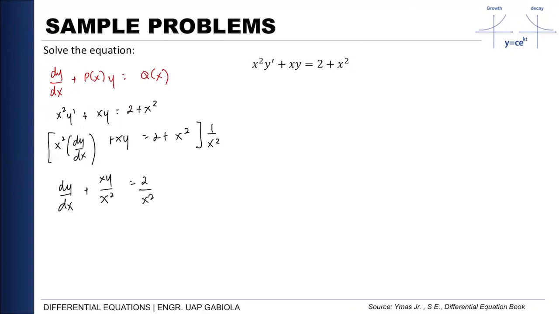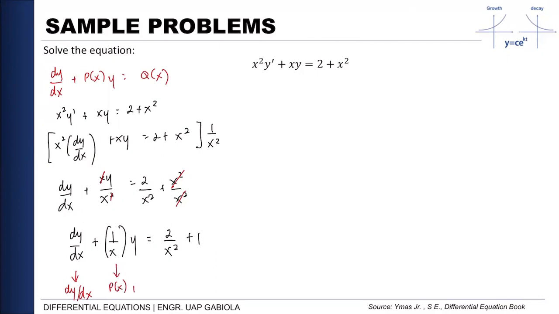So this will be dy dx plus xy over x squared, equals 2 over x squared plus x squared over x squared. So we can simplify. Cancel yung isang x, cancel yung dalawang x. So we have dy over dx plus 1 over x y is equals to 2 over x squared plus 1. Okay? As you can see here, this conforms sa dy over dx natin, this conforms sa p of x natin, and then si y, and then this term is in terms of x. So now, this is now linear.